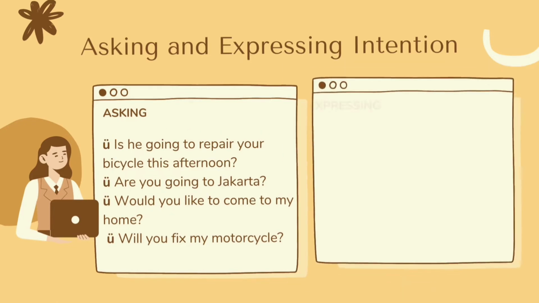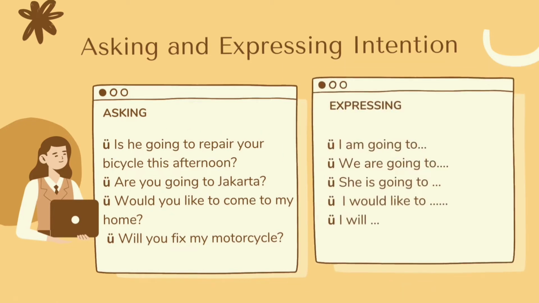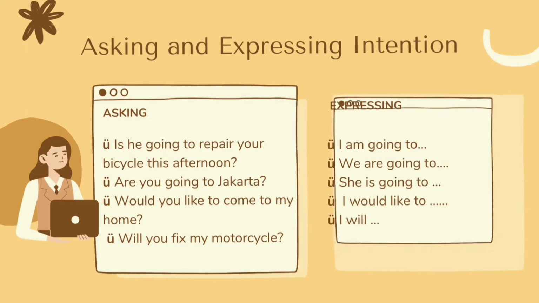Okay, now here are the expressions that you can use for expressing or responding to intention. I am going to. We are going to. She is going to. I would like to. I will. Some of these expressions you can use when you want to express or ask about what you intend to do. In addition, there are several other examples of intentions that you will watch after the following explanation. So, stay tuned and keep your spirit up.